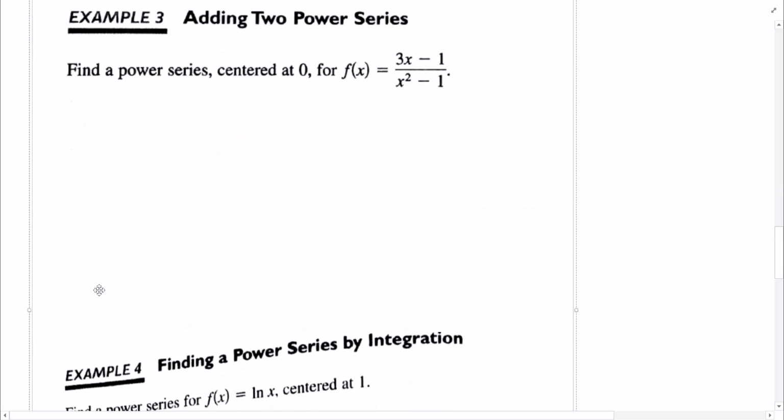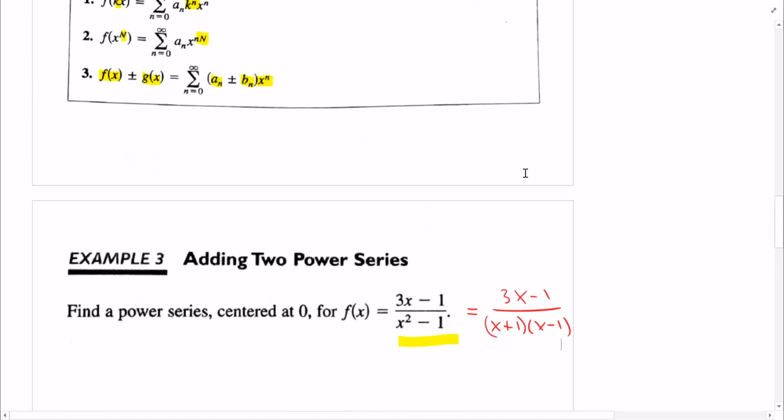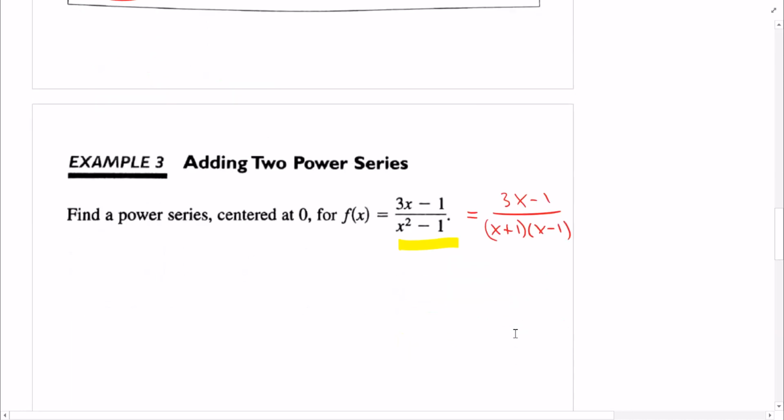Okay, so here we are. We're trying to find a power series centered at 0 for this thing. When you look at this, whenever we see something like this, it's going to end up being that thing that most of us don't like, but it's partial fraction decomposition. So the first thing we want to do is factor this denominator. It's going to be x plus 1 and x minus 1. Right, and what we're going to try to end up using is this third property here, where if we can write this as a sum of two things, then we can figure out a single series to write it as, right?